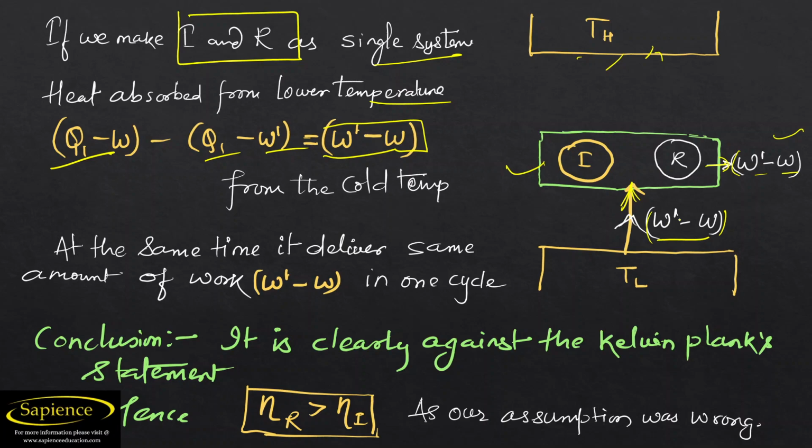So what you have seen here is that heat is being absorbed by the system and there is a rejection of work done without using another temperature. It means that it is clearly against Kelvin-Planck's statement, whatever we have studied in the second law of thermodynamics. So due to this verification, we can conclude that our assumption was wrong. As our assumption was wrong, that's why the efficiency of the reversible engine is greater than or equal to the efficiency of the irreversible engine.